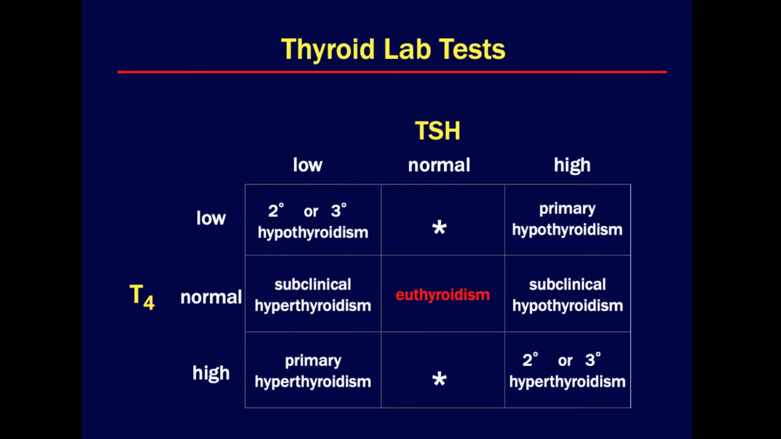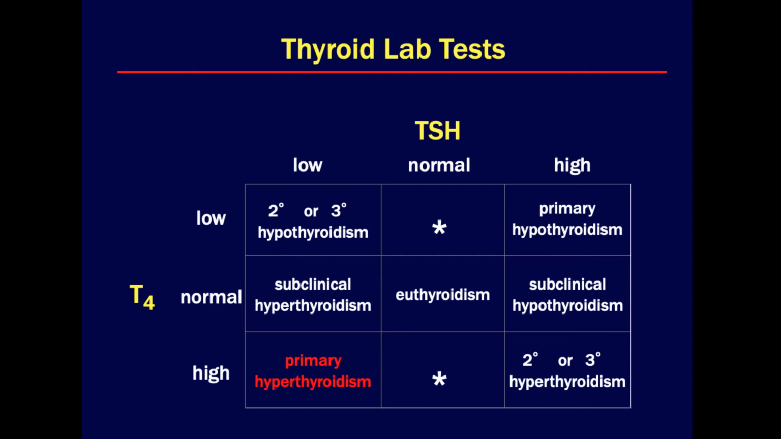So when we're looking at the thyroid, we have hyperthyroid, we have hypothyroid, and then if it's a normal range, we have what's called euthyroid. So if you have normal levels of T4 and normal levels of TSH, we're going to consider this euthyroid. Now, if your TSH levels are low, but your T4 levels are high, you have what's called primary hyperthyroidism.